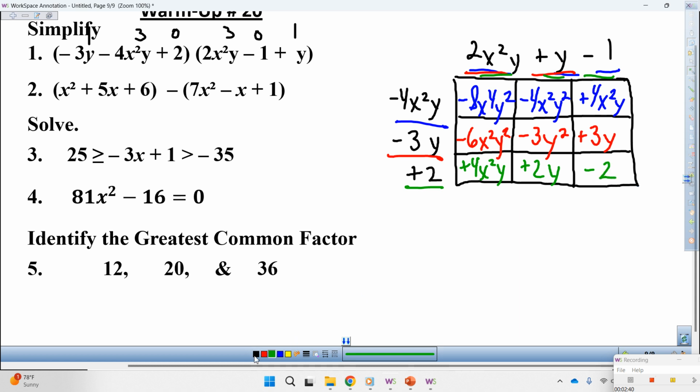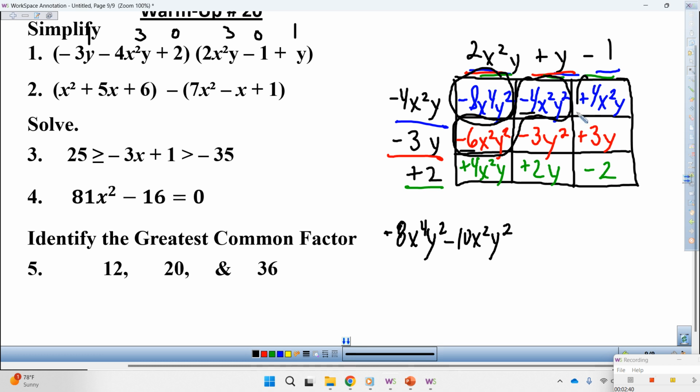So from there, it's easier to rewrite this. There are no like terms for the negative 8x to the 4th, y to the 2nd, so I bring that down. From there, I combine these 2 right here. What is negative 4 and negative 6? That is negative 10x squared y squared.